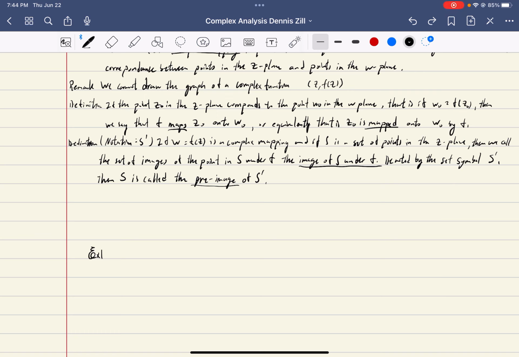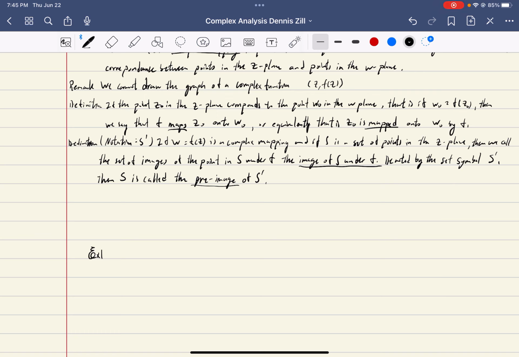Now, if the point z0 in the z-plane corresponds to the point w0 in the w-plane, that is, if w0 equals f of z0, then we say that f maps z0 onto w0, or equivalently, z0 is mapped onto w0 by f.